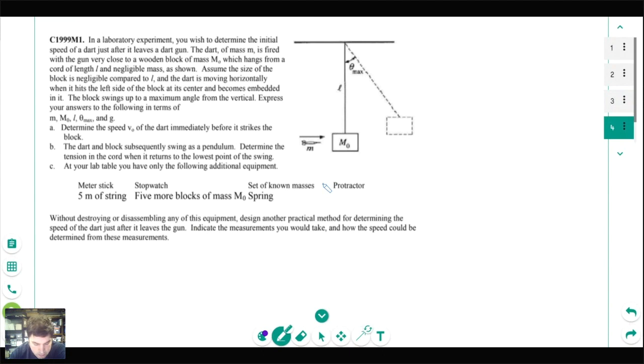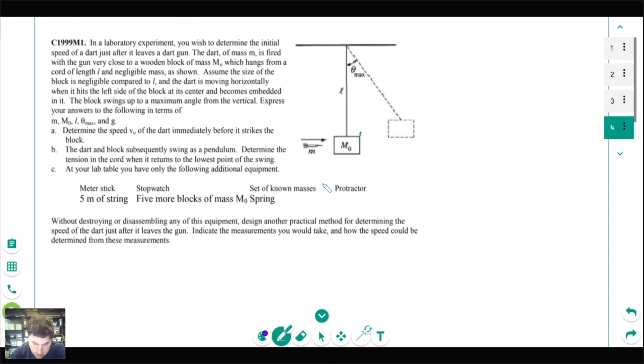All right, so we have a dart hitting a block down here. That block then swings up to its final position with the dart stuck in it. So this is the dart and the block stuck together. Size of the blocks negligible compared to L. Let's give our answers in terms of M, M naught, L, theta max, and g. Part A, determine the speed v naught of the dart immediately before it strikes the block.